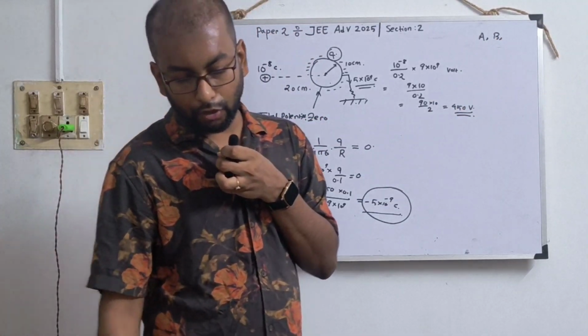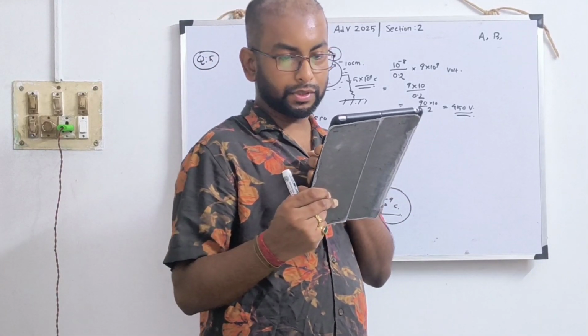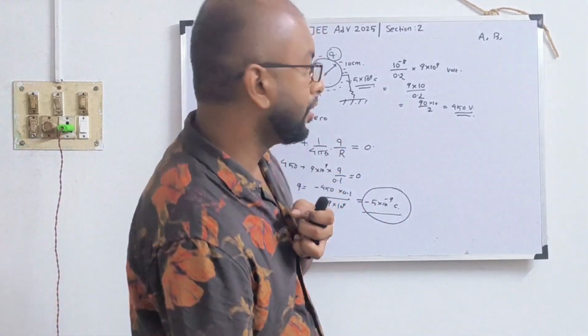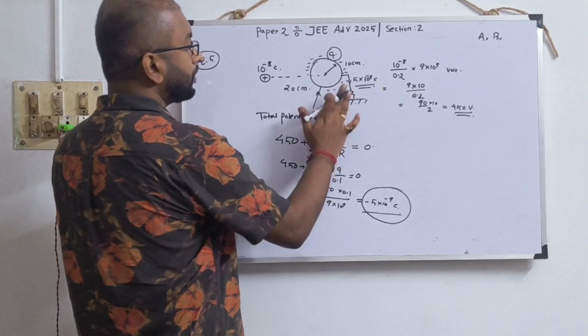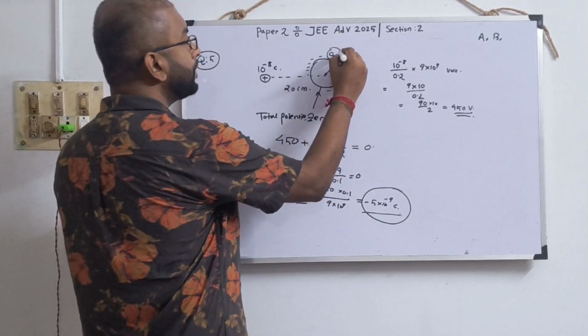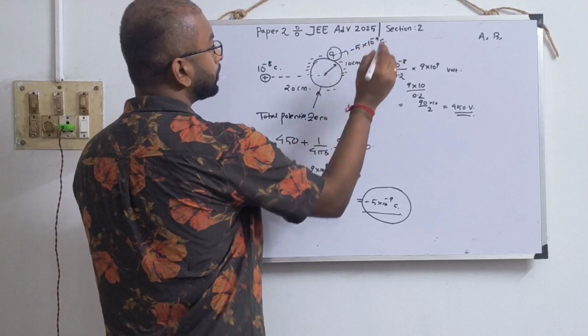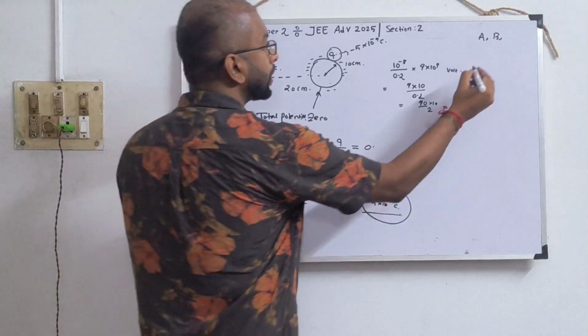Now I have to examine option C, that is, after the grounding is removed, the charge of the sphere. Right now they have removed the grounding. After this grounding is removed, the induced charge will still be that one only, minus 5 into 10 to the power minus 9 coulomb. So option C is also correct.